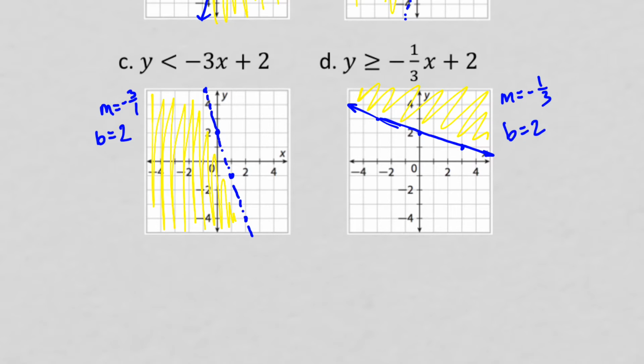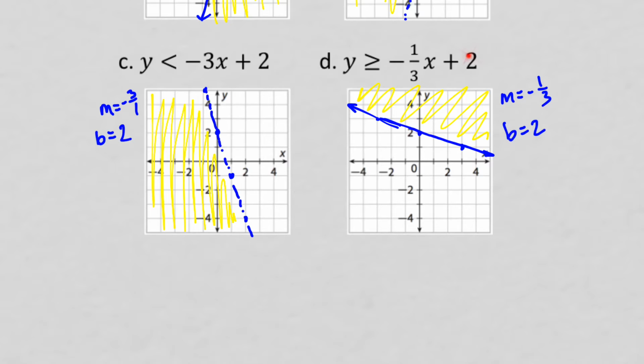Okay, here are your solutions for C and D. In C, I made a dashed line because it says dash here. The y-intercept is 2 and the slope is negative 3 over 1. So I started at 2, went down 3 over 1 and made a dashed line. It's also less than, so I shaded below.